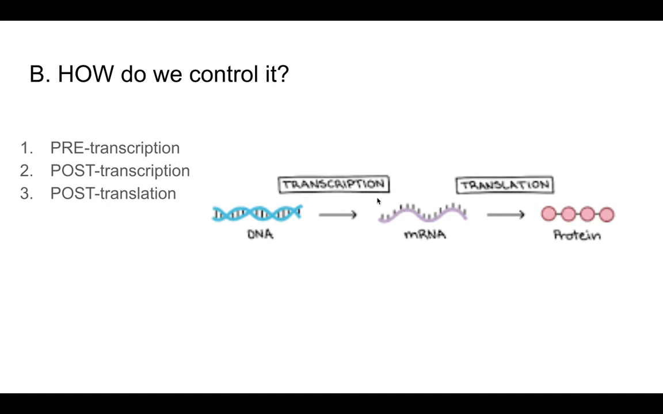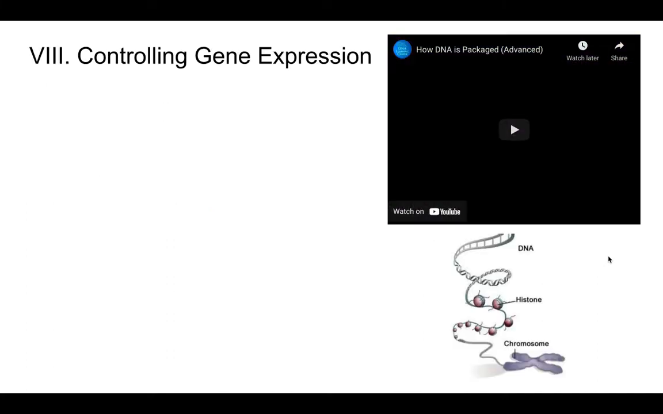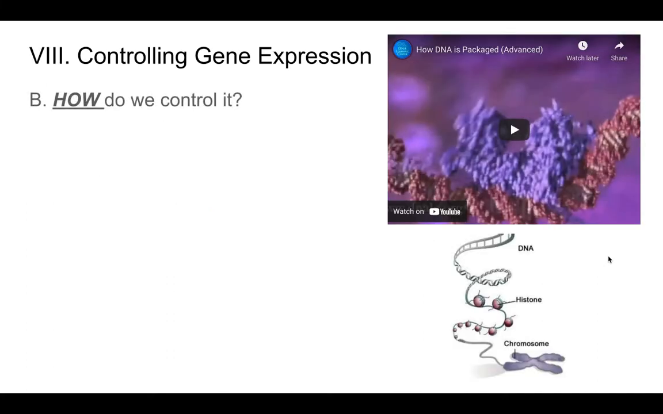And so you could even think about pre-transcription control as targeted at the actual DNA. Post-transcription control is going to be targeting the mRNA, and post-translation control is going to be targeting the protein. So let's dig into it in that order.